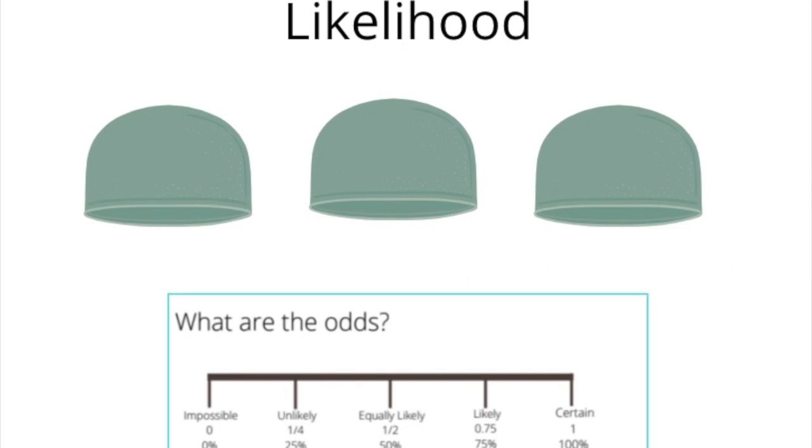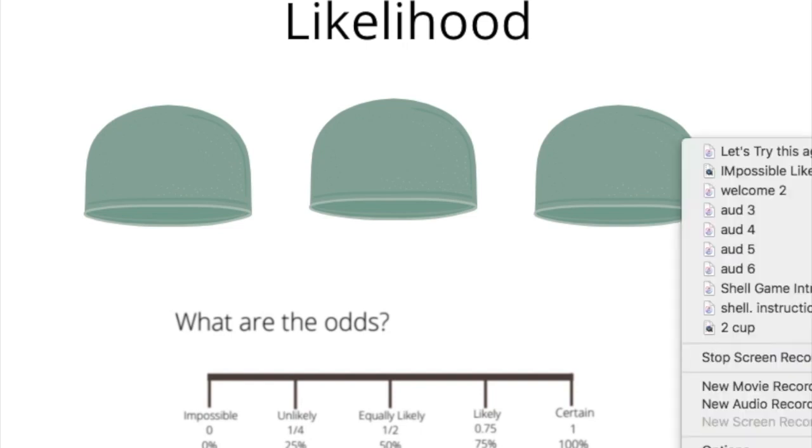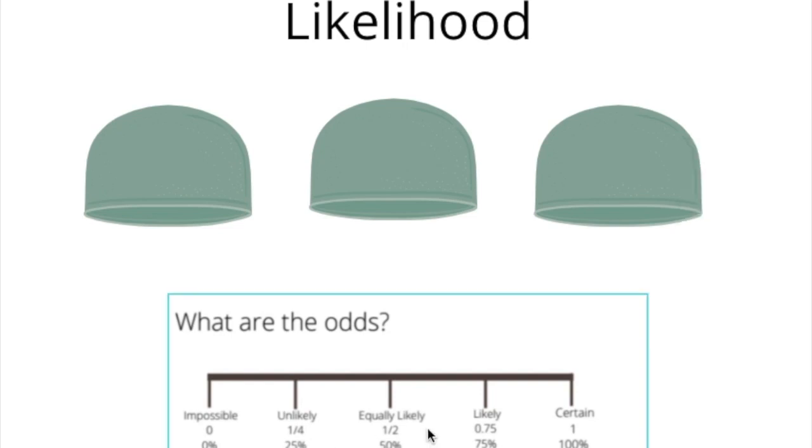So let's take a look at how this relates to likelihood. The odds of picking out the cup with the marble underneath it are pretty unlikely because we have 3 total cups and the marble can only be found under one of them, so our likelihood is roughly around 33% or 1/3, which falls between unlikely and equally likely. However, in the previous example, we only had 2 cups and the marble could be found under one of them, so there was a 50% chance you would guess correctly, or an equally likely likelihood.